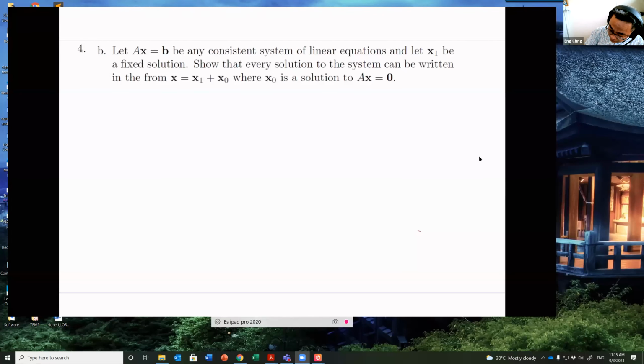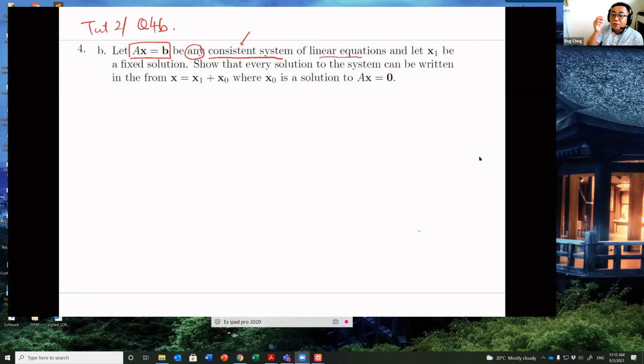Okay, so back to tutorial 2, Q4B. We are given that AX equals B is consistent. Any consistent system of linear equations. We don't even know the size of A. We don't know the size of X, so it's any. What does consistent mean here, guys? The word consistent here means that all the equations agree with each other.